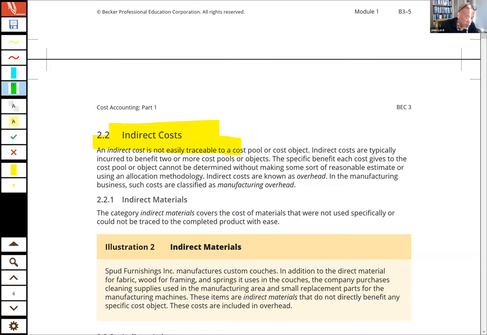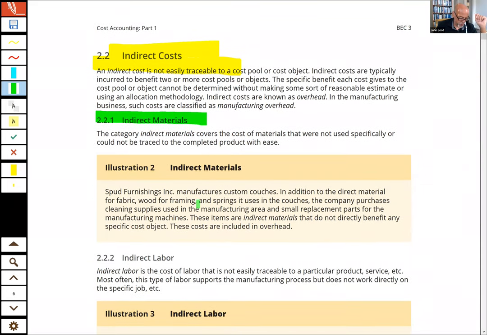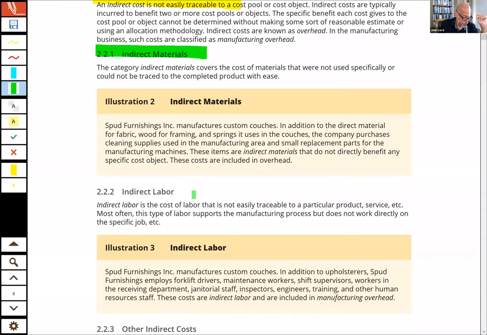Now, when we look at our indirect costs, there are three categories really. Indirect materials, for example, the glue that I'm talking about, the oil to keep the machines oiled up.